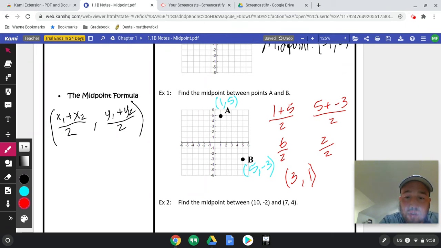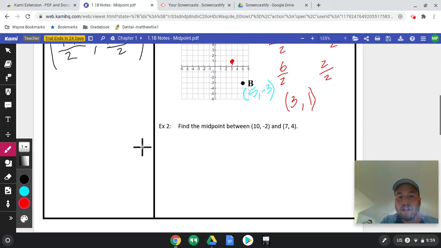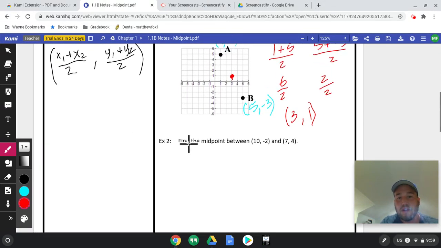So we go over 3, up 1, and that point right there is the midpoint. If you ever want to check it, just start at A, and we go down 1, 2, 3, 4, right 2. If it's the midpoint, we should have to do the same thing to get to point B. So down 1, 2, 3, 4, right 2. Since it is down 4, over 2, and down 4, over 2 again, we know that this point right there is our midpoint.